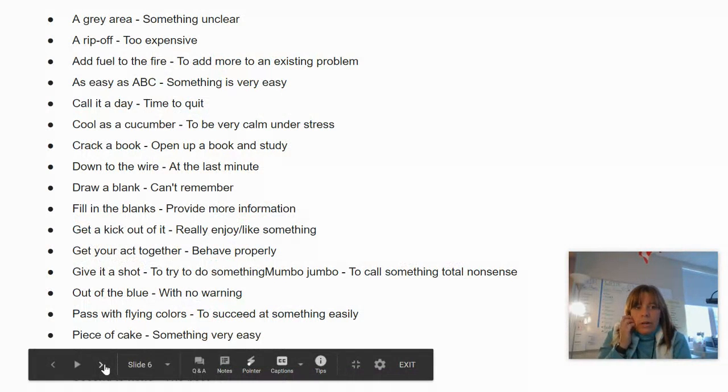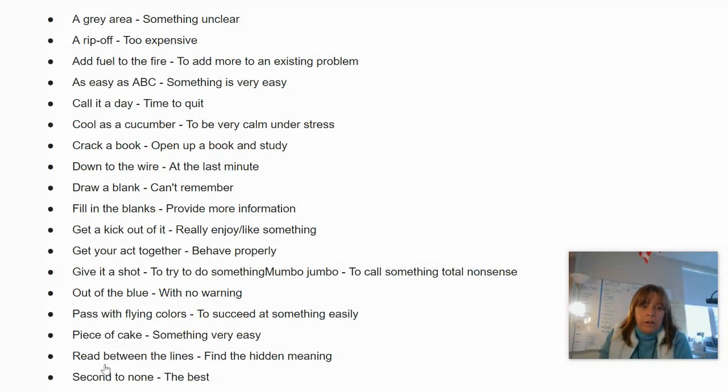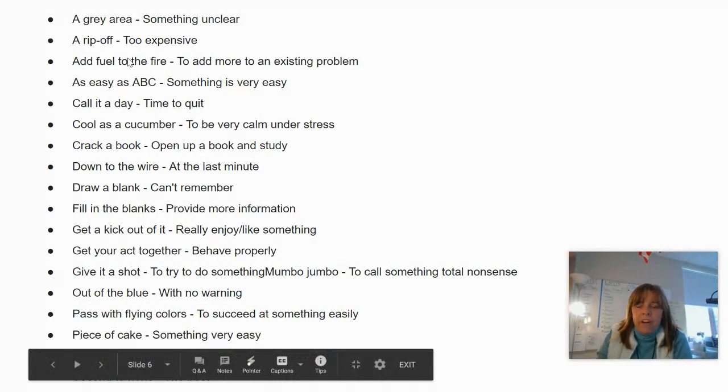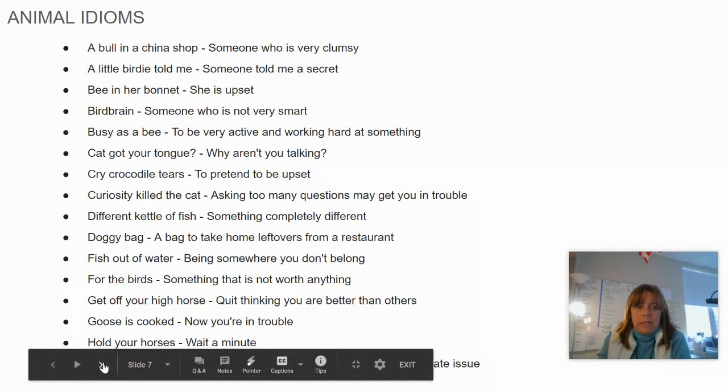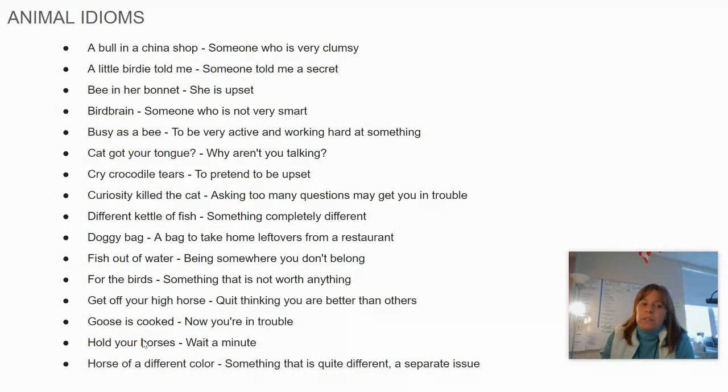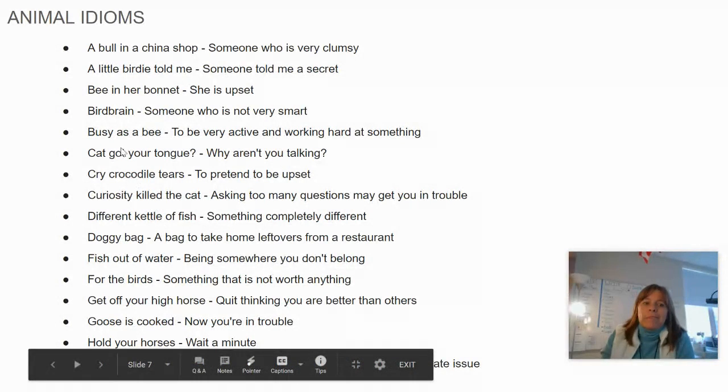These are some other ones that you may or may not have heard of. Hey, he just said it out of the blue, without any warning. Don't go adding fuel to the fire, meaning making a problem worse. And then some idioms that have to do with animals you may be familiar with, like hold your horses, or busy as a bee. What else? Might have heard bull in a china shop means you're really clumsy.